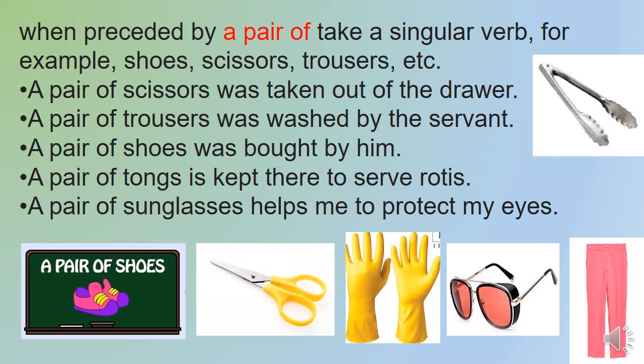If you remove the phrase a pair of, everything will change. Like scissors were taken out of the drawer, trousers were washed by the servant, shoes were bought by him, tongs were kept there to serve rotis, sunglasses help me to protect my eyes, because they are all in plural form. But when we mention a pair of, they become singular, and that's why singular verbs are followed.